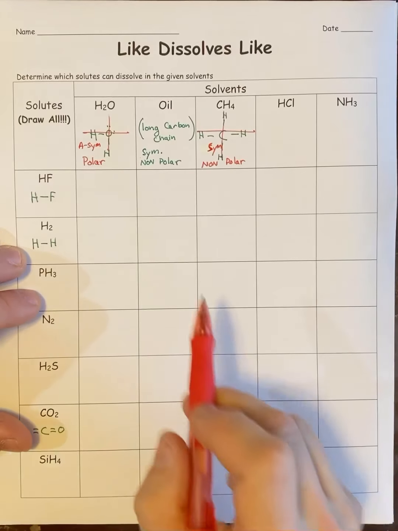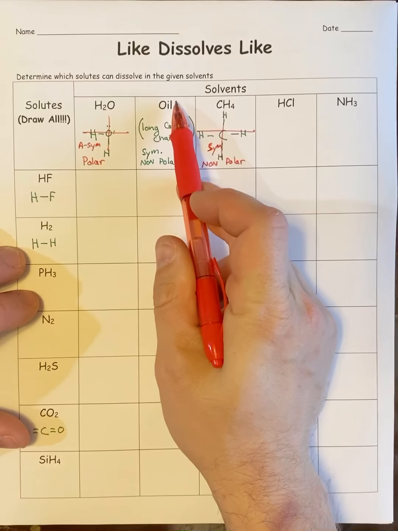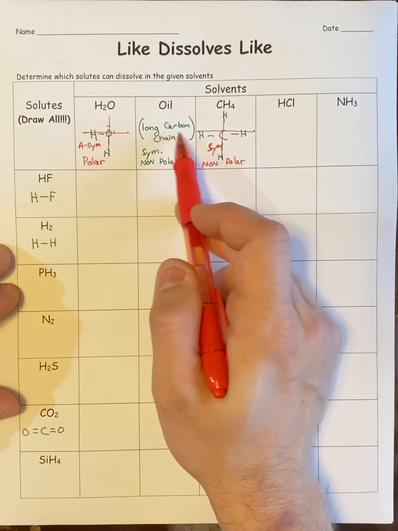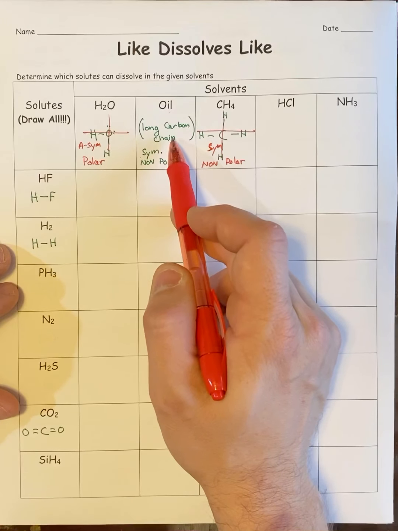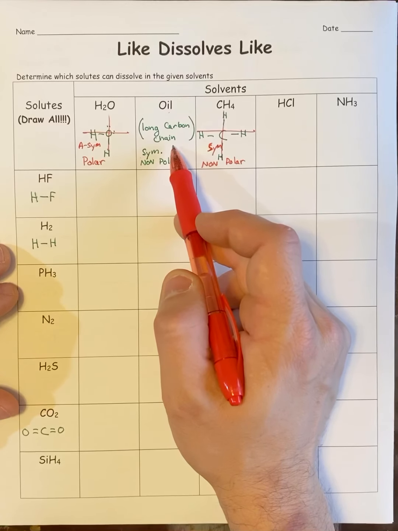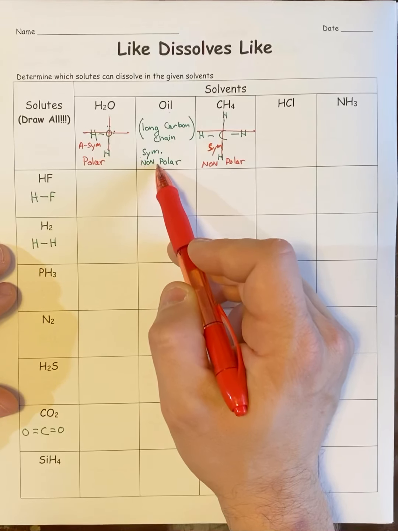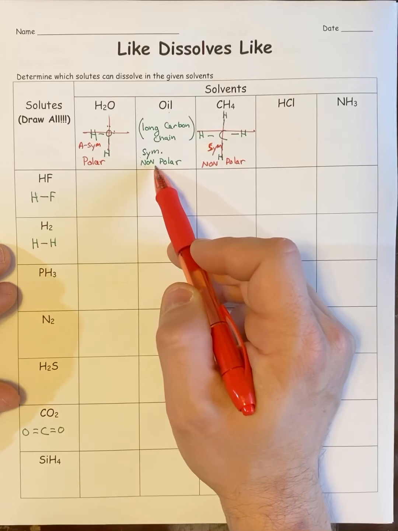So now when you look at oil, oil is not a specific, it's just a generalized category. Oils are long chain carbon molecules, so think of them as lots of carbons in a row in a straight line. That's going to make them symmetrical, and oils are going to be nonpolar. So oils are nonpolar materials as well.